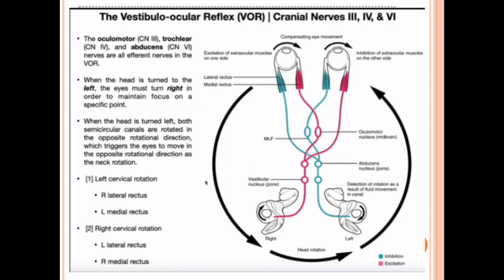Now here there is a little detail about the VOR. As you know, the oculomotor, trochlear and abducens are all efferent nerves in this VOR. What happens is that when the head is turned left, both of the semicircular canals are rotated in the opposite rotation direction, and then they trigger the eye muscles to move in the opposite rotational direction. For example, when there is right cervical rotation, the lateral rectus of the left side is activated while the medial rectus of the right side is inhibited, and vice versa in the opposite case.